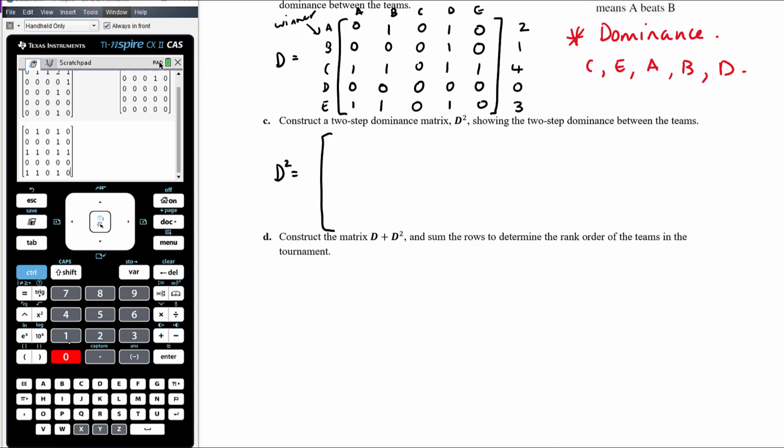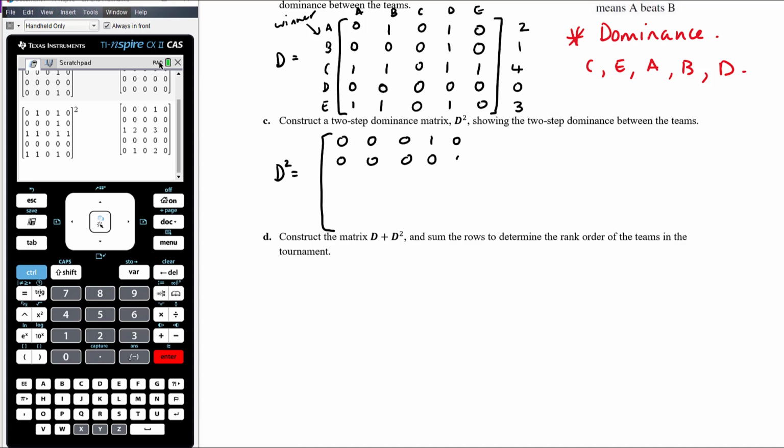Let's have a look at D squared. I've created the matrix, so I'm going to square it just to interpret those numbers and what that actually means in this context. So we've got 0, 0, 0, 1, 0, 0, 0, 0, 0, 0, 1, 2, 0, 3, 0. Remember this is from A, from B, from C, from D, from E. So we're seeing that C continues to have quite a lot of two-step dominance. They're clearly the dominant team in the competition.